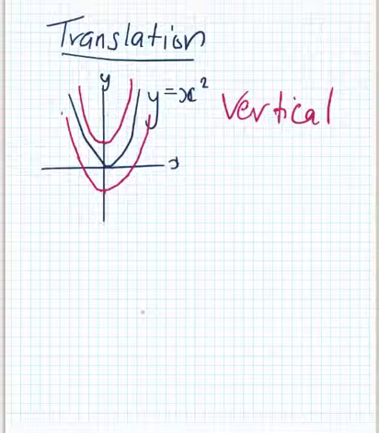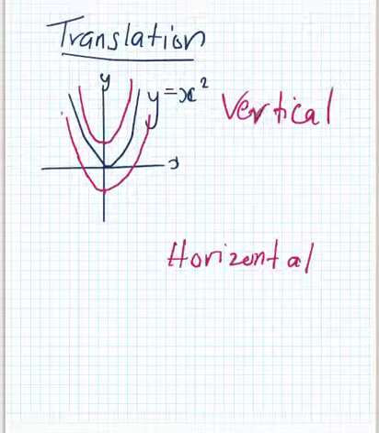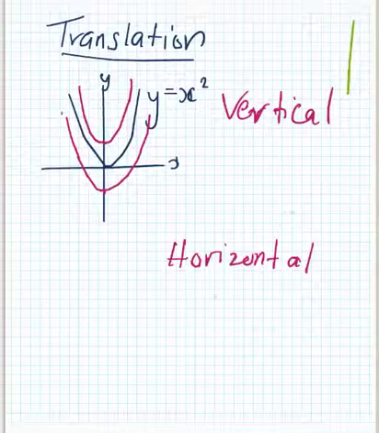The other type of translation we can have is horizontal. If you've forgotten these words, vertical and horizontal, remember vertical is a straight line. The way I remember is the H in the word horizontal: if you have a look, it has a horizontal line. So horizontal means our parabola is changing position. It's translating either left or right.